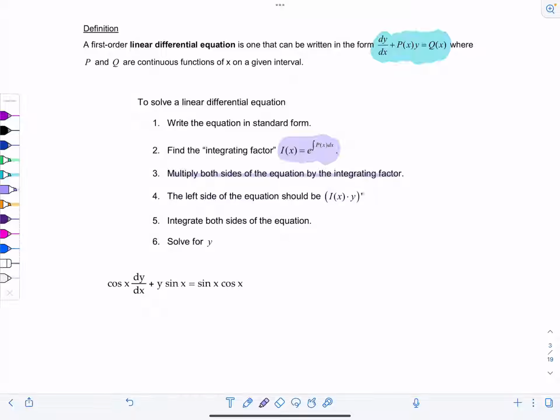And then the left side is I times y prime, or you could think of it as d dx of I times y, or d, whatever variable you're using, theta, y, whatever. And then integrate both sides, solve for y, okay? All right, I think these are quite fun to do, actually.